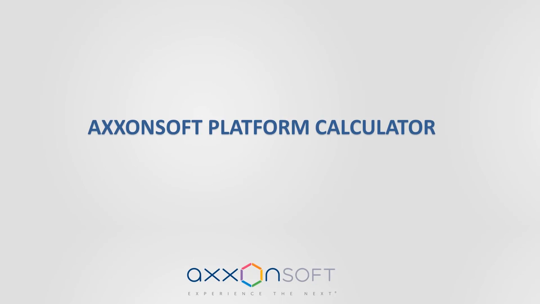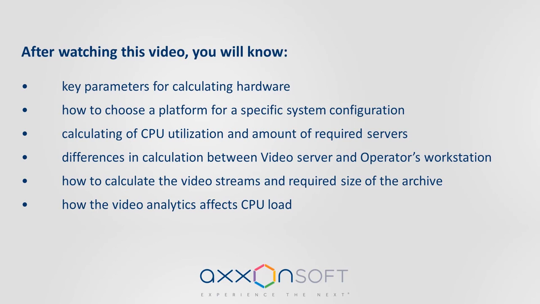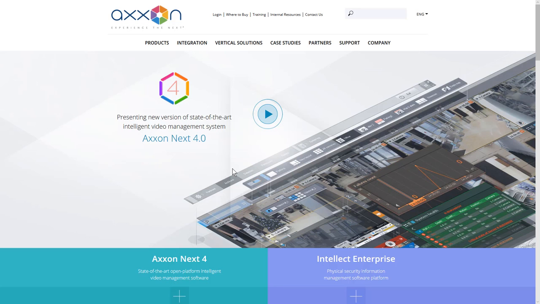We will talk about the AxxonSoft platform calculator in this video. It is a convenient tool for calculating the necessary hardware resources for VMS based on Axxon Next or Axxon Intellect. After watching this video, you will know key parameters for calculating hardware, how to choose a platform for a specific system configuration, calculating of CPU utilization and amount of required servers, differences in calculation between video server and operator's workstation, how to calculate the video streams and required size of the archive, how the video analytics affects CPU load.